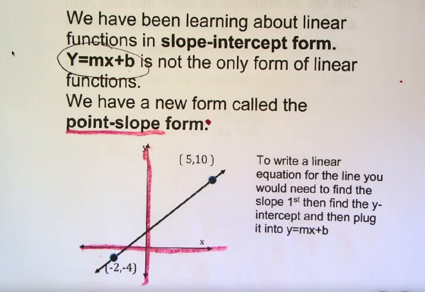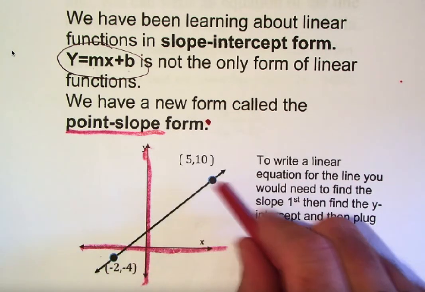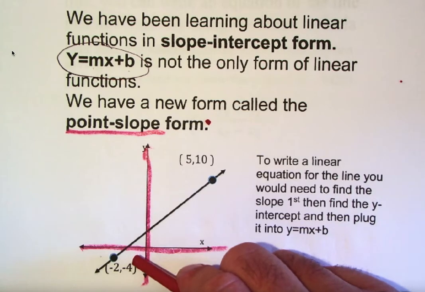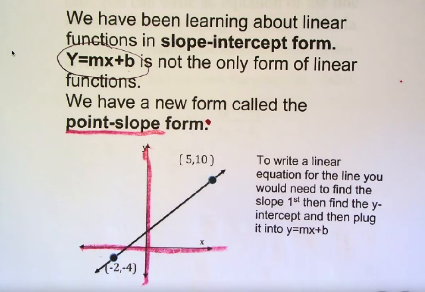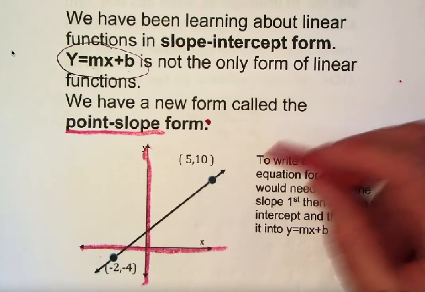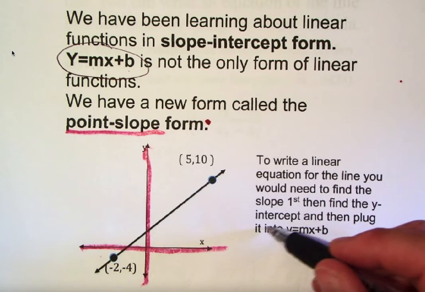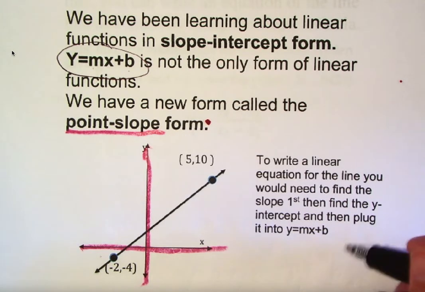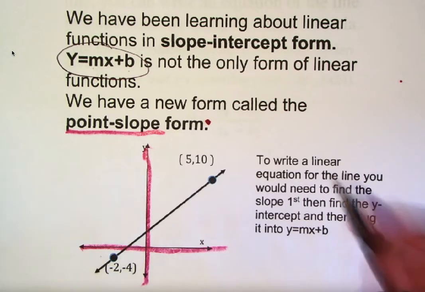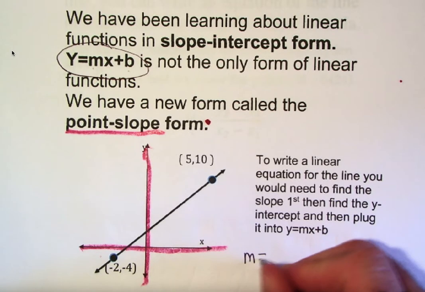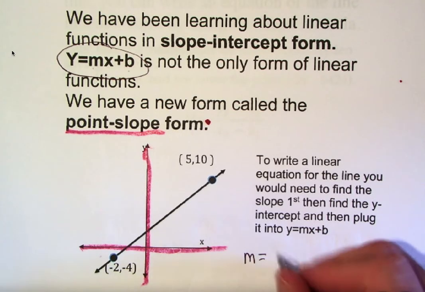so if we wanted to know the equation that represents this line between the points (-2, -4) and (5, 10), right? All the steps that it would take are here. To write a linear equation for the line, you need to find the slope first, then find the y-intercept, and then plug it into y equals mx plus b. Right? Just to remind us, I'm going to do this out. Fast forward if you already know what you're doing. Always good to review.